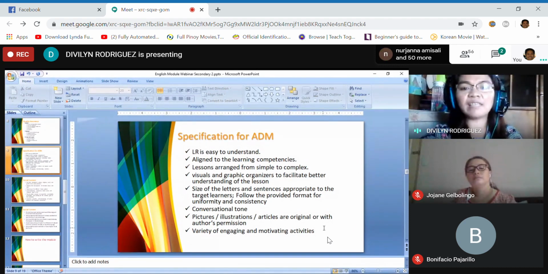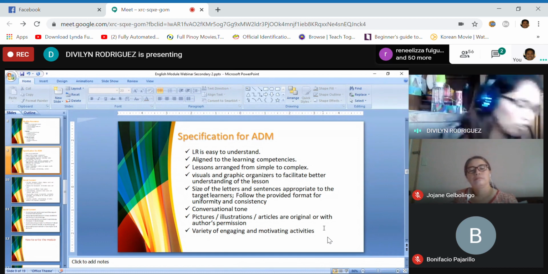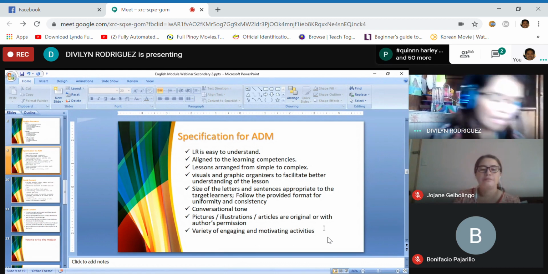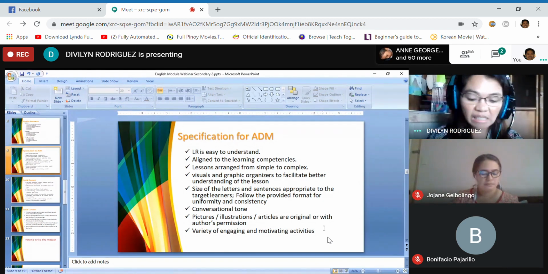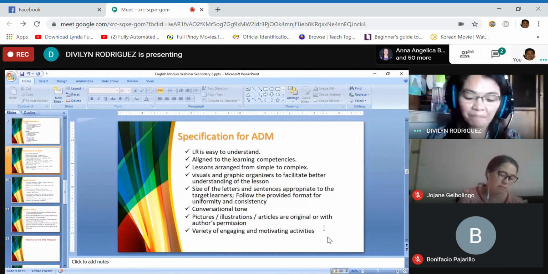So these are the specifications or some tips on how to write the ADM module. The learning resource is easy to understand. Let us try to put ourselves in the shoes of our learners. The language should be easy to understand. Do not use words that will let the children look at the dictionary for its meaning. So it should be easy to understand.